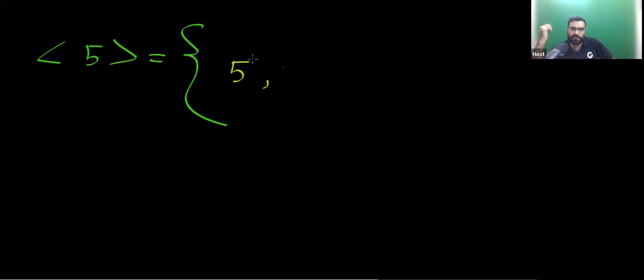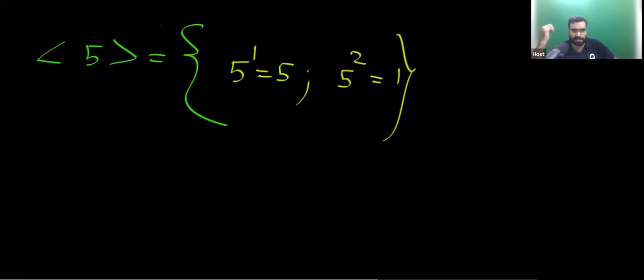5 can generate 5, and 5 can generate the identity element. So 5 can generate only 2 elements. Is this point clear that 5 can generate only 2 elements? Whatever you do, 5 can generate only 1 and 5.